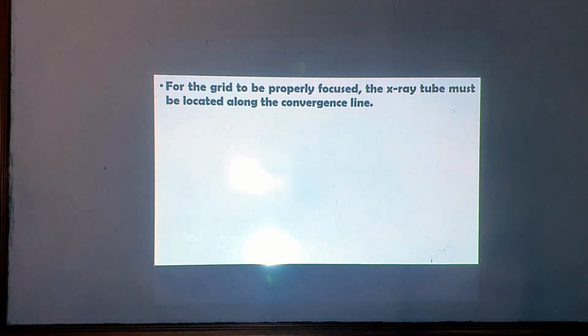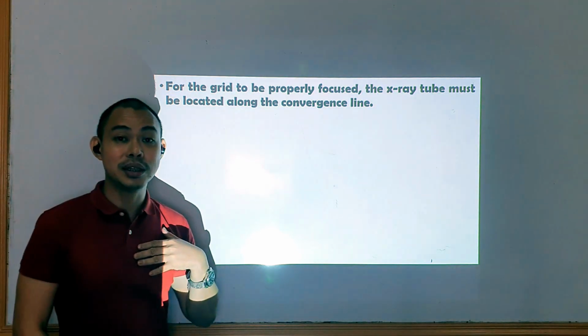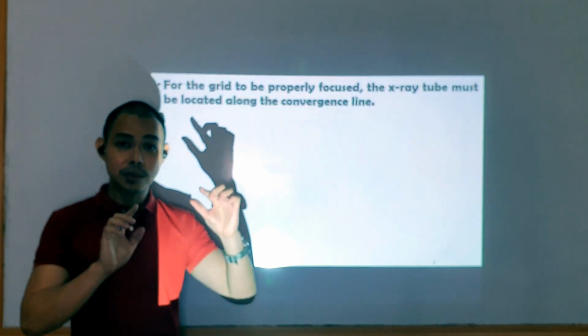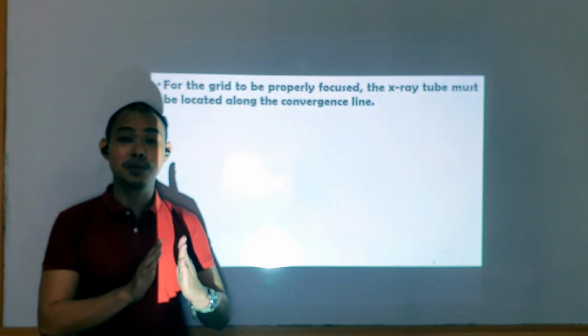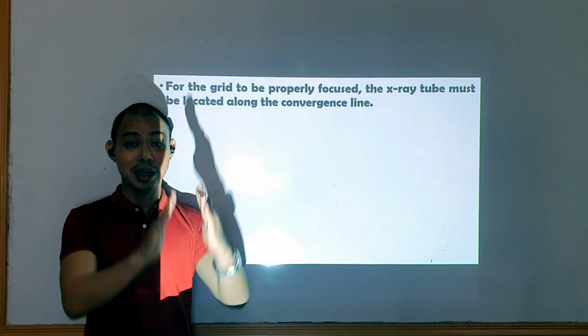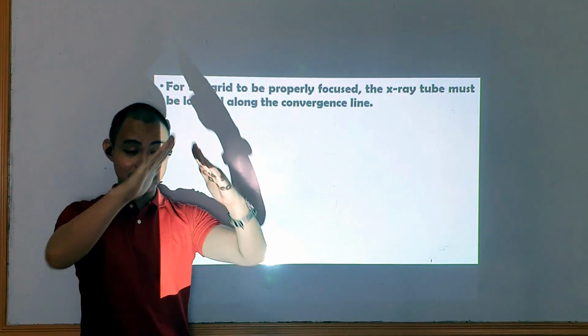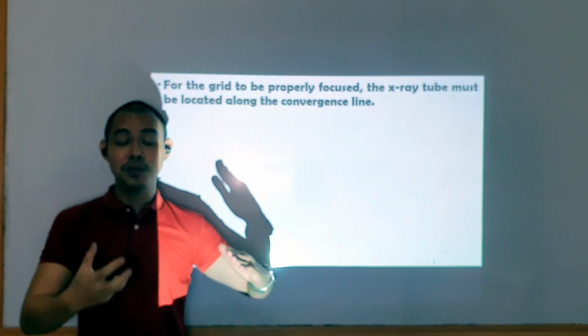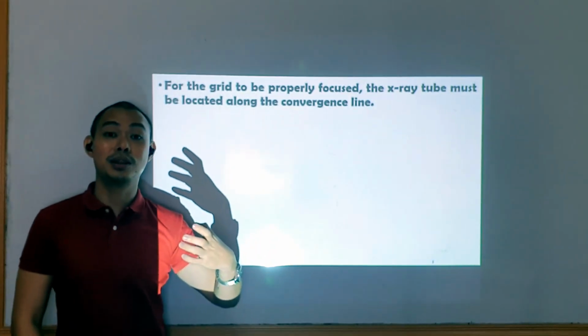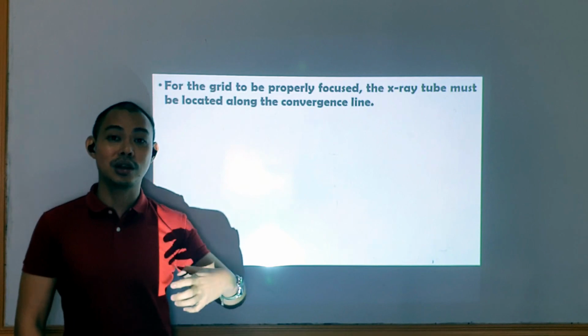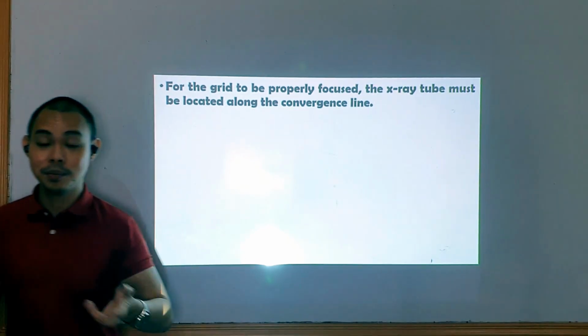Now, for the grid to be properly focused, guys, because maybe some of you are saying that focus grids are better because of the convergence of the beam, because the beam from the X-ray tube is not in a straight line, it converges in this direction, right? So maybe some of you would say that yes, I think that focus grid is much better because of the natural convergence of the X-ray photon.